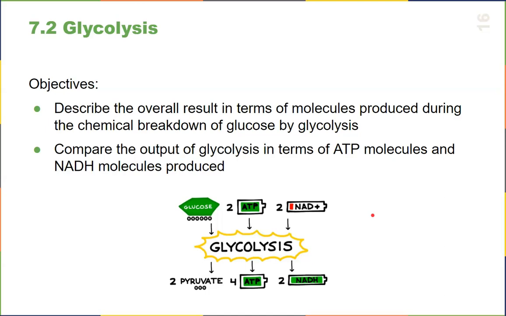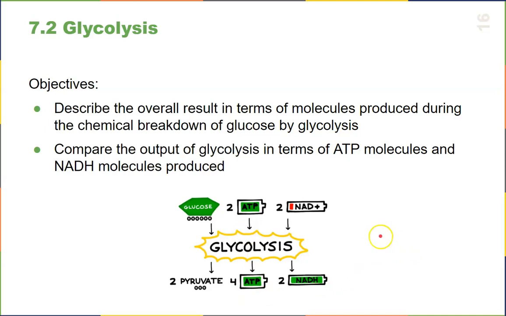Okay, so we're going to talk about each of the steps of cellular respiration. We're first going to start with the first step, glycolysis. So we will talk about the overall process and the results of glycolysis. I do want to point out that these are the reactants of glycolysis, and these are the products of glycolysis here. So if you notice, we need 2 ATP to start, and we get 4 ATP to finish.